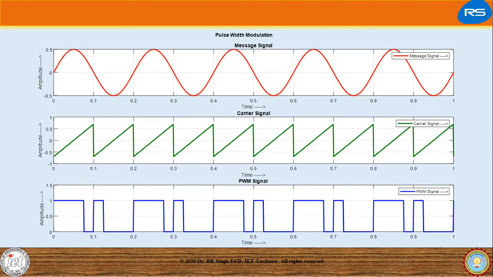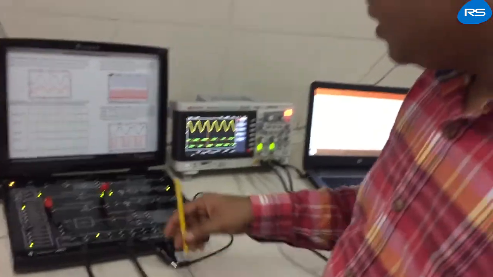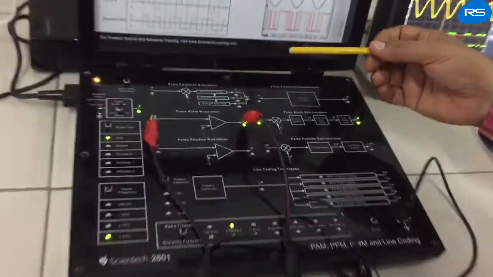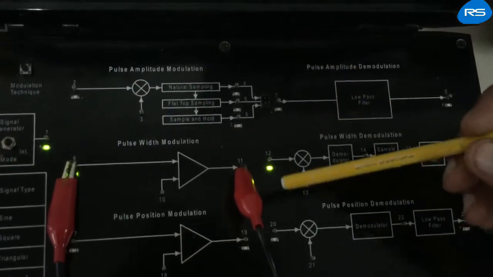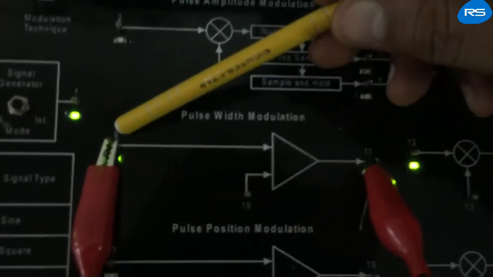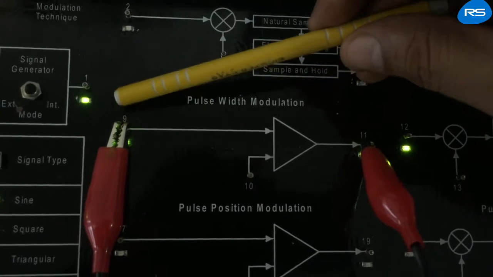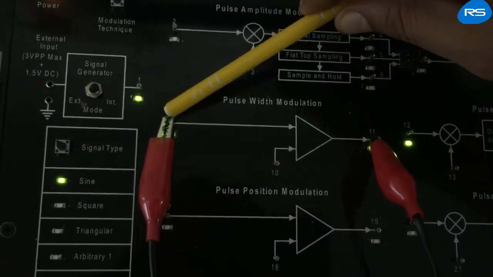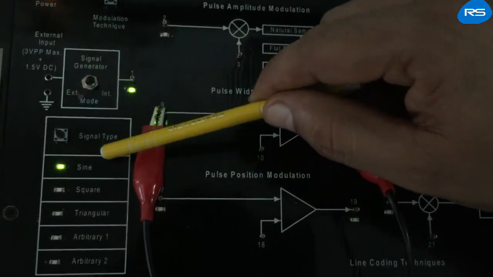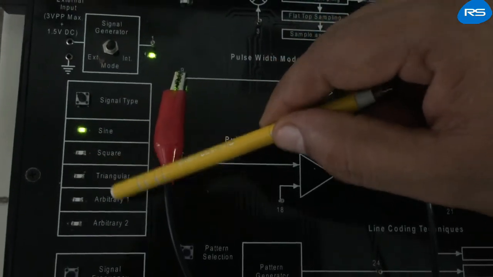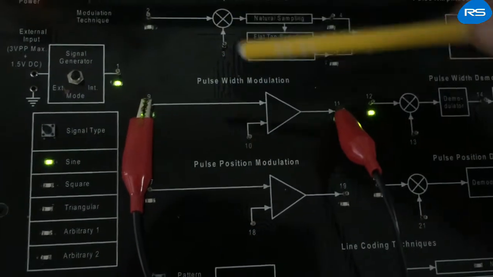So, we'll perform an experiment on the kit. In this kit, we have a pulse width modulator block whose input is given at this terminal. The input may be taken as a sine wave, square wave, triangular wave, or any wave, but we have selected a sine wave.